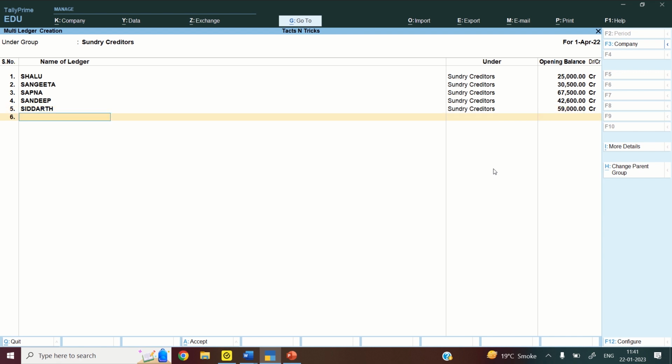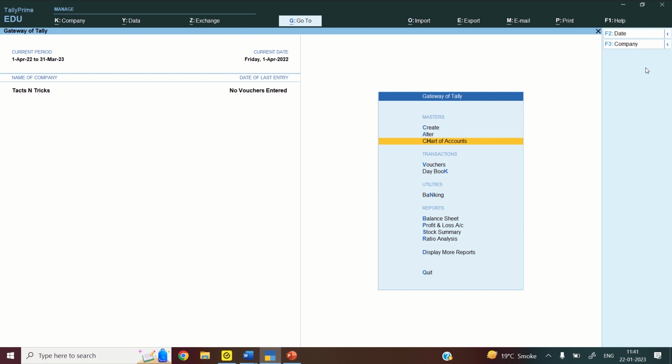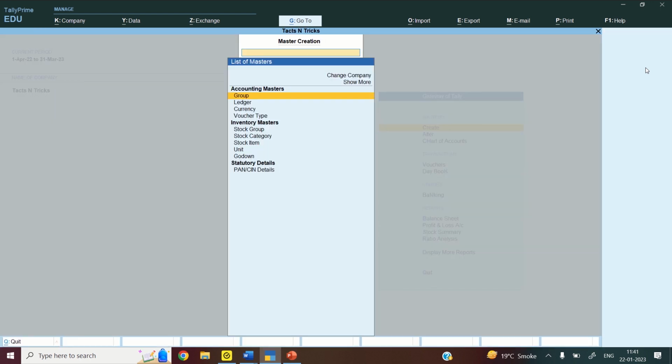Okay, so I have inserted all the details of creditors and my two ledgers are prepared, that is debtors and creditors, and you can find the name of all the debtors and creditors in your ledger view F5 here. Okay, now only the stock ledger is left. So for that I will press escape and I will come to gateway of tally. To create the ledger you have to go to create. So I will press create from gateway of tally.